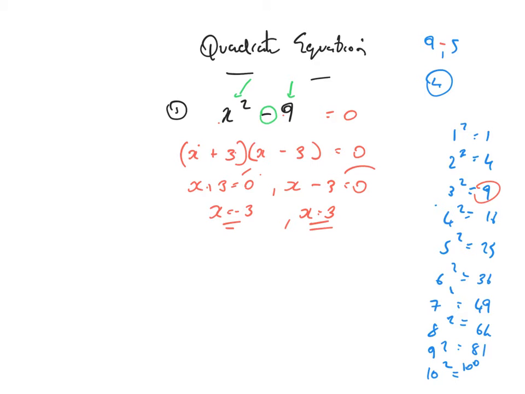Okay, so let's just summarise what you do. So if you've got a difference of two squares, you get a bracket with a plus, and you get a bracket with a minus. You then take the square root of x squared, which gives you x, and the square root of 9 gives you 3. And then you take it from there. Let's try example 2.